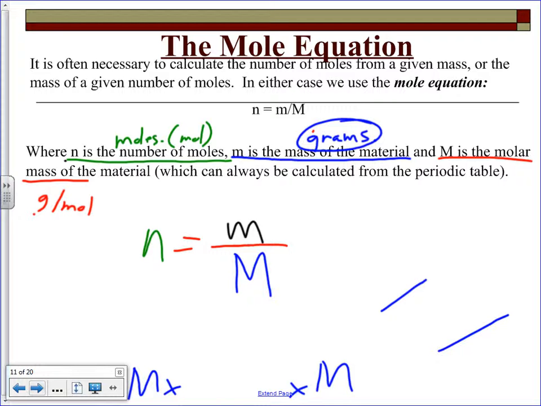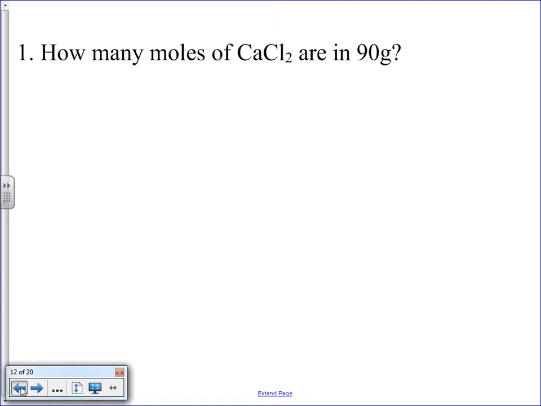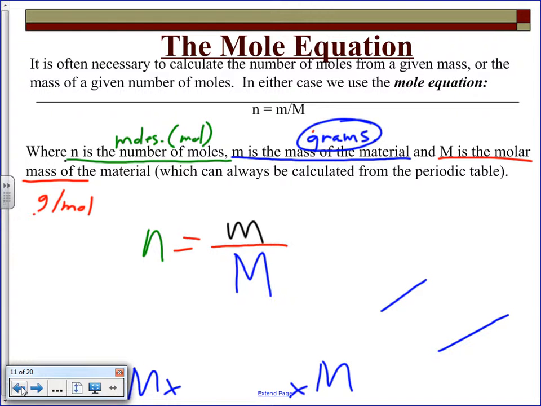You're either going to use it in the form it's given here, or you're going to go big M times little n equals little m. Okay, and that'll be the only manipulation you'll ever have to do. All right, everyone okay with that? Here's the thing I don't want to see. Okay, if I see this anywhere, okay, I do not want to see this.